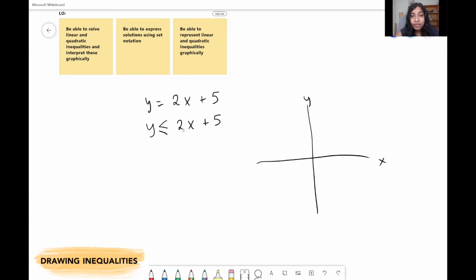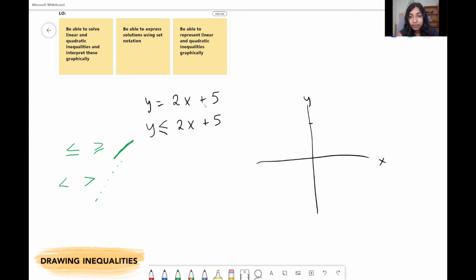One thing you need to note is that if it's anything with less than or equal to or more than or equal to, that's always a solid line like this. But if it's just less than or more than, you would plot a dotted line. So for this one, because it's less than or equal to, you plot a solid line, and then we want to plot the graph y equals 2x plus 5.